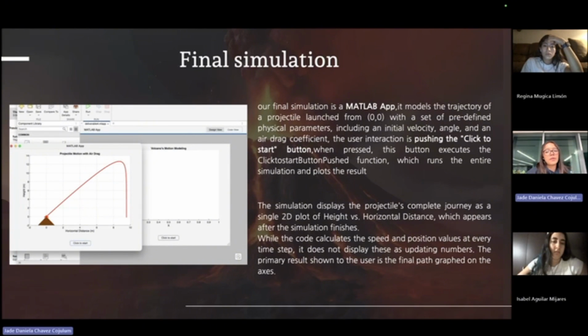The simulation displays the projectile's complete journey as a single 2D motion plot of height versus horizontal distance, which appears after the simulation finishes. While the code calculates the speed and position values at every time step, it does not display these as updating numbers. The primary result shown to the user is the final path graphic.